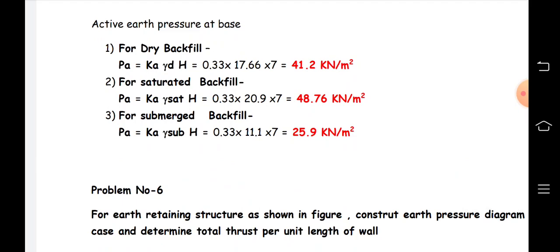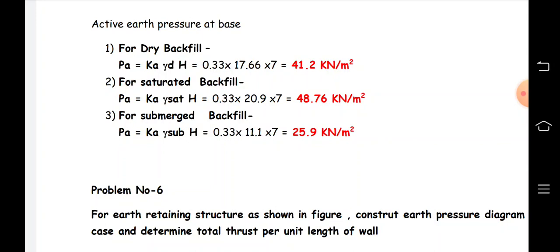Then calculate for saturated backfill. The formula is 1 by 2 Ka gamma h square. For the base, the formula will be Ka gamma h. Here we use gamma saturated, so Pa equal to Ka gamma saturated into h, that is Ka is 0.33 into gamma saturated, that is 20.9, into 7, that is 48.76 kilonewton per meter square.